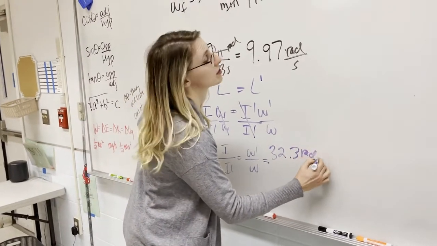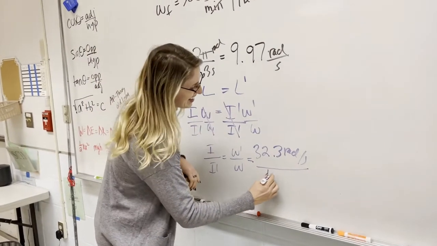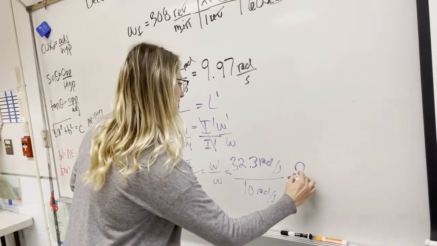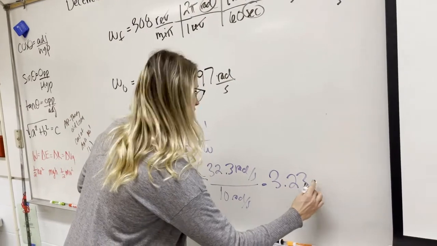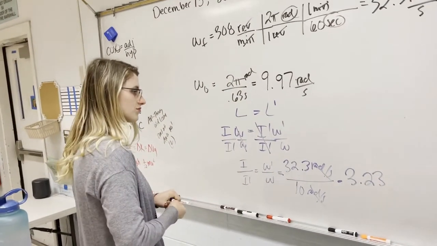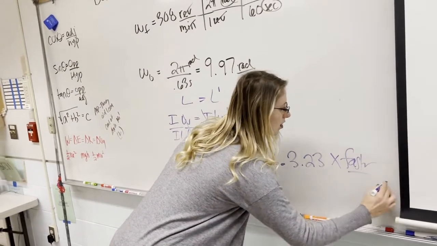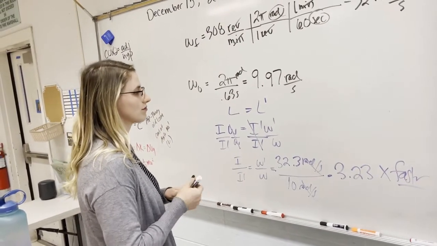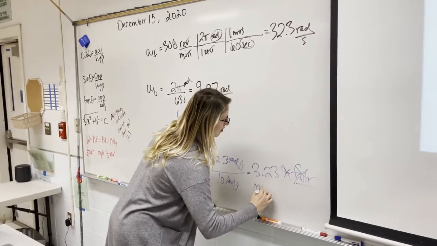Which is 32.3 radians per second divided by, you know what, let's call this 10. Yeah, 10 radians per second. Miss Morse is being lazy. That's going to be 3.23. And there's no units. No, there's not. It's a ratio. So that cancels. That means that when she's all out there with her feet and her arms spread wide, she has 3.23 times more moment of inertia than when she sucks everything in.